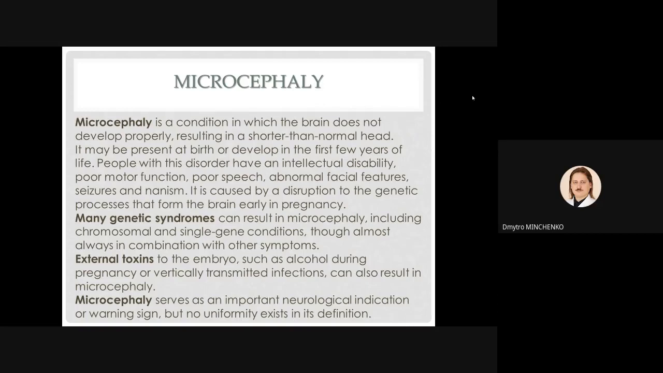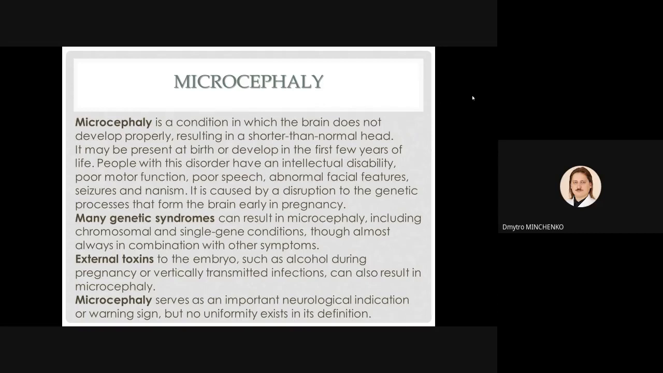Microcephaly typically is the result of teratogenic factors acting in the first 75 days of pregnancy, meaning that it's a problem called embryopathy, the embryological period. Many genetic syndromes can result in microcephaly, including chromosomal and single gene conditions, though almost always in combination with other symptoms. External toxins to the embryo, such as alcohol during pregnancy, vertically transmitted infections, are such teratogenic factors that can result in the development of microcephaly.